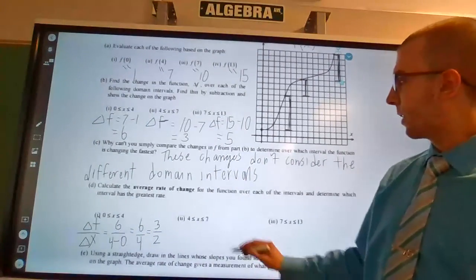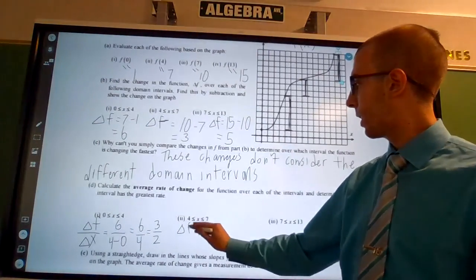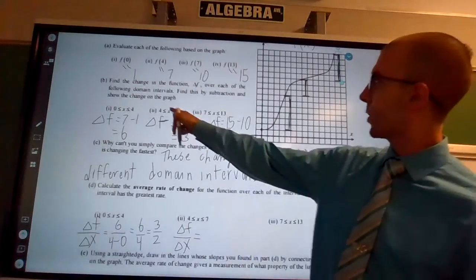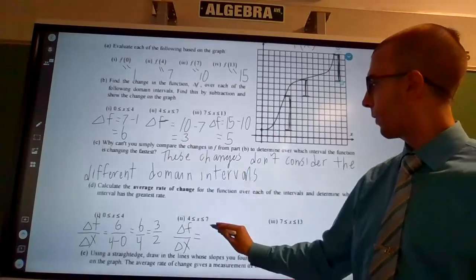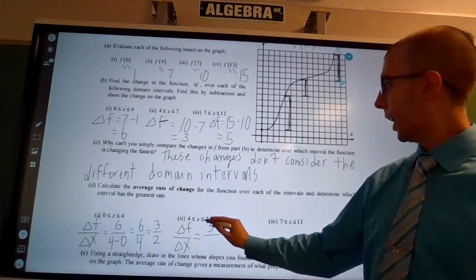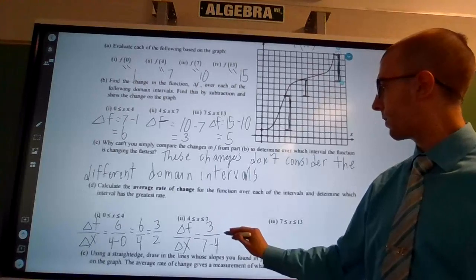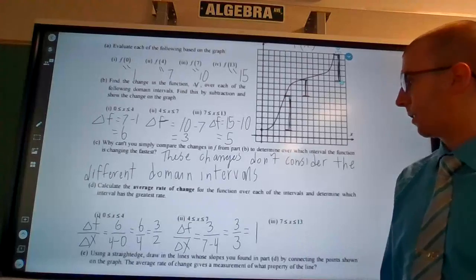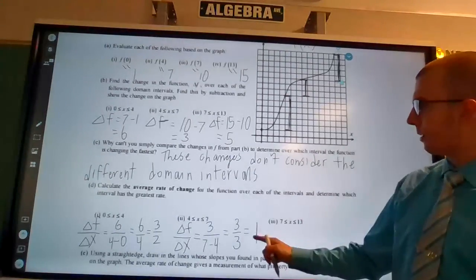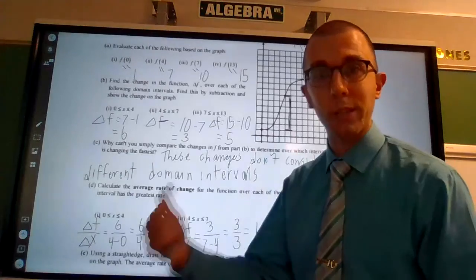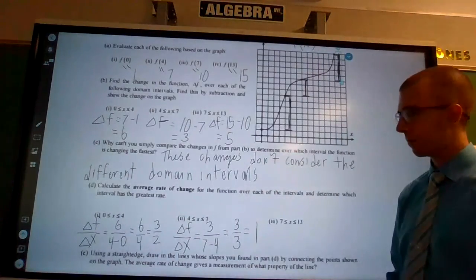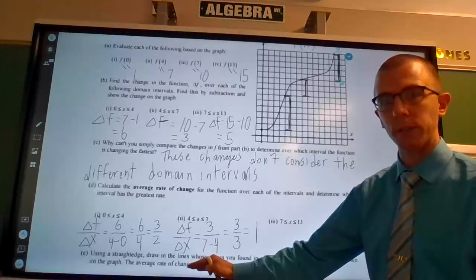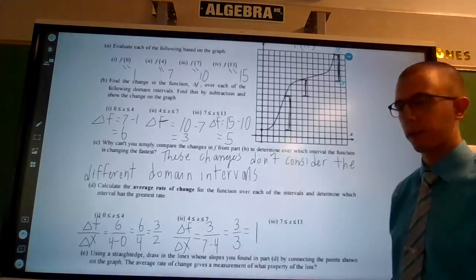Okay, what about from 4 to 7? Well, again, you want to take the change in the function over the change in x. The change in the function I already figured out up here was 3, over the change in x. I go from 4 to 7. So that gives me 3 over 3, which is equal to 1. So the average rate of change on that interval from 4 to 7 is 1. Because we took the change in the function, compared that to the change in the x's. Change in y over change in x.